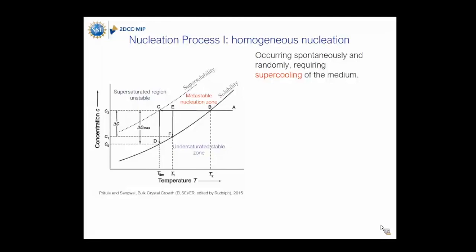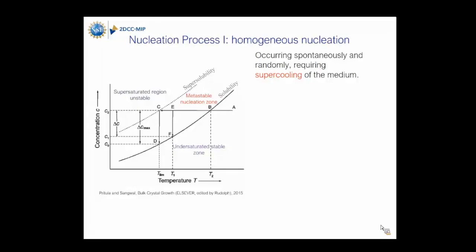Homogeneous nucleation usually takes place spontaneously and randomly, and it requires supercooling of the solution, or you could say the medium. If the solution has no impurity at all, so the solution is very pure, then the system will undergo supercooling. Let me explain what supercooling means. For a given solution, we decrease the temperature.